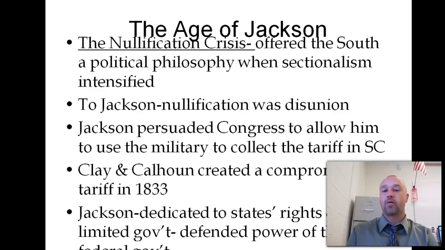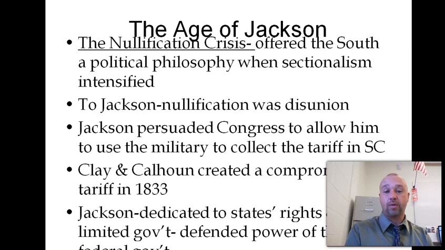So the nullification crisis offers the South a political philosophy when sectionalism is intensifying. And if you look deeper into the issue, you can see South Carolina is worried that the federal government can come down upon them on any issue, and what if slavery was to come up in the future. Nullification gives them an opportunity to fight any law that they feel is unjust.